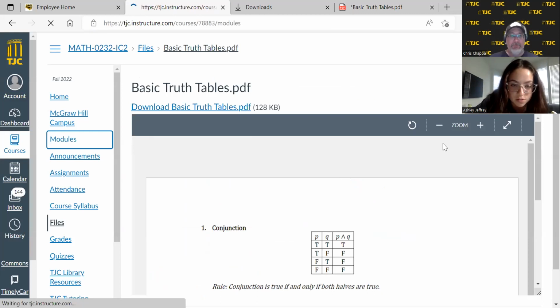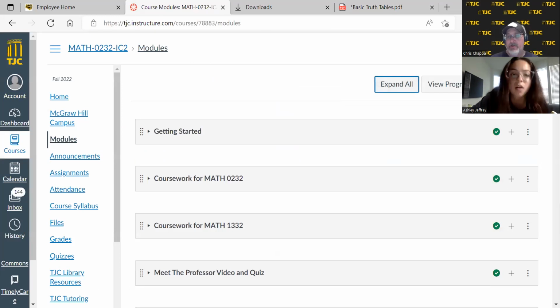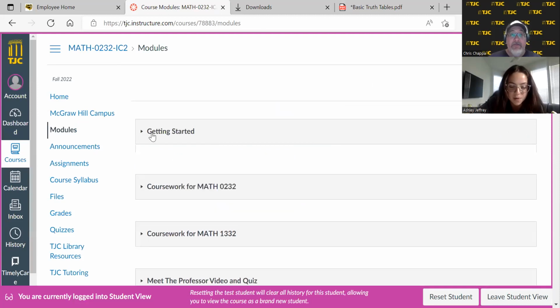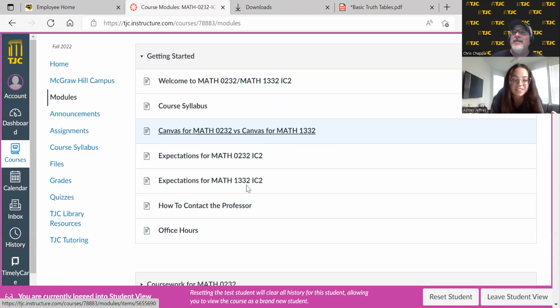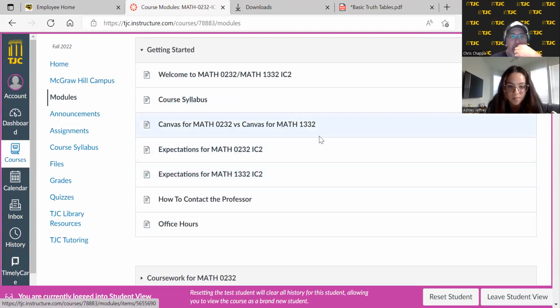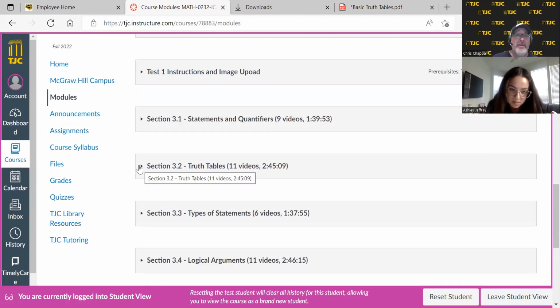Modules. Let me collapse all these modules and let me go to student view. So this whole course is module driven. The getting started module tells you everything. Oh, this is going to be really bad if it's not in here, but somewhere in one of these getting started pages, it should have said that the instruction was delivered in videos found in the modules, like homework 3.2. You know, the video that you and I are making right now?